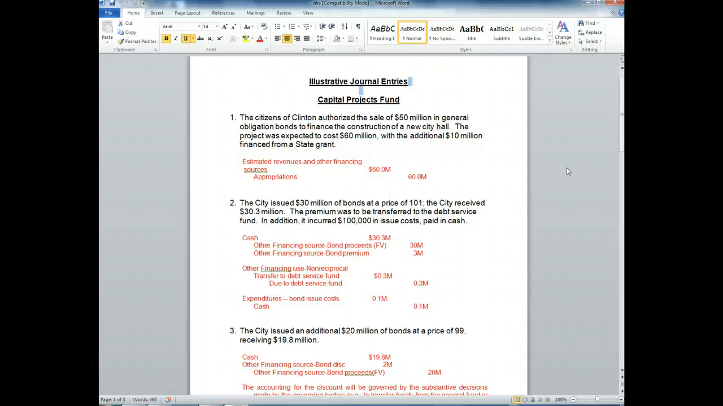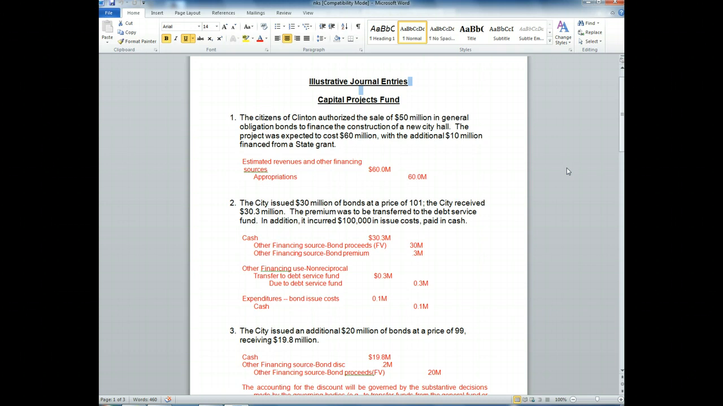Journal entries that are specific for the budget get recorded at the beginning of the period. Now, with the Capital Projects Fund, we know the $50 million in general obligation bonds are going to finance the new city hall, $10 million coming in from a state grant. Basically, what we're doing here is summing it up in one: $60 million estimated revenues and other financing sources, and we're crediting appropriations of $60 million.